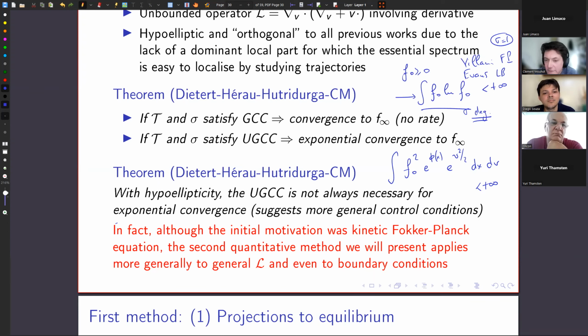So yes, the short answer is that it would be interesting to have norms that demand less on the solution. Great, thanks.